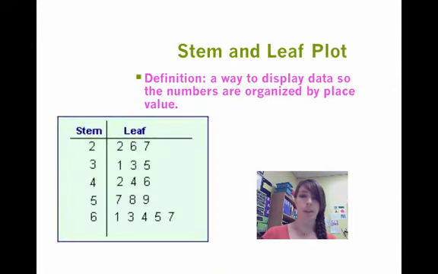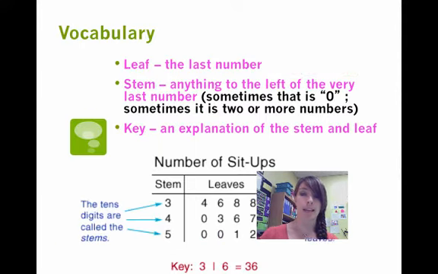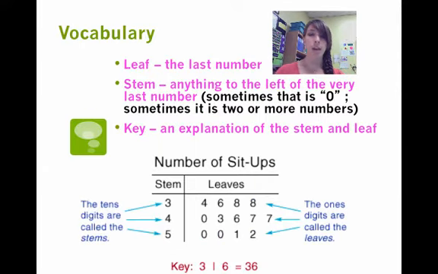Oh, and I'm sorry. You're going to have to go ahead and write stem and leaf plot on the left side of your Cornell notes here, and you're going to write the definition on the right side of your Cornell notes. Anything in pink, I want you writing it down. All right, so the vocabulary, again on the left and then the 3 on the right.